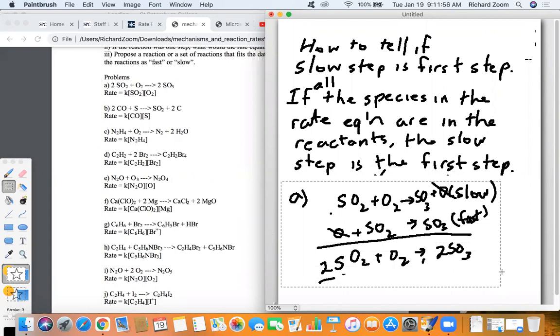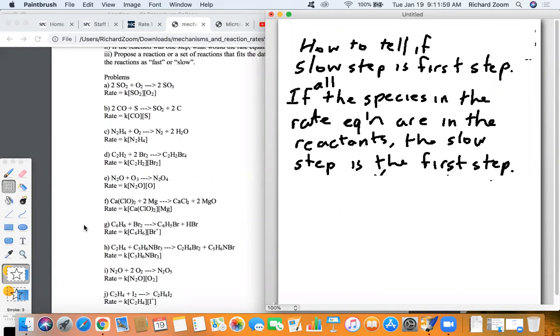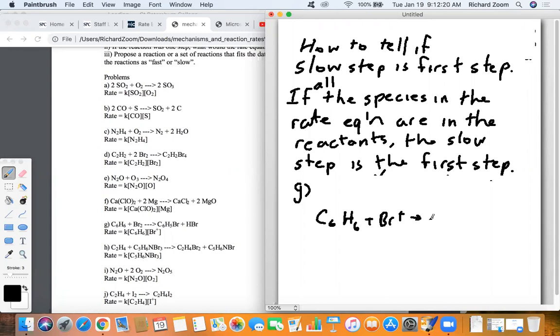Okay, Emmeline, you had asked me about number G. All right, this one's a hard one. So what we talked about with number G is that the slow step is not the first step. It must be the second step, because Br+ had to come from somewhere. Well, let's look at where the Br+ came from first then. The Br+ would have had to come from the Br2.